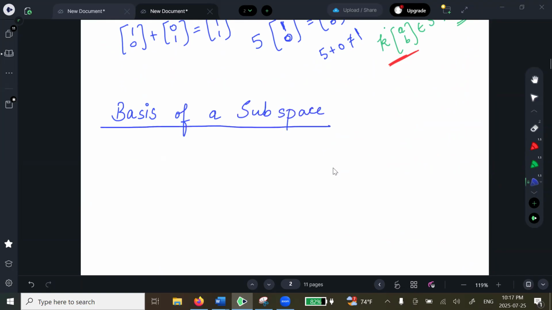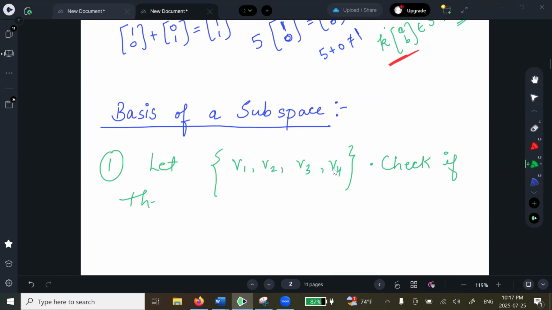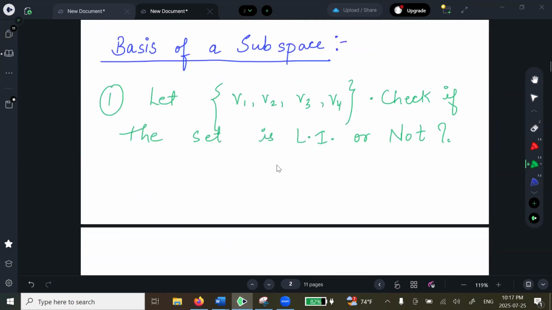Well, before we talk about a basis, we must know what linearly independent vectors are, right? How do you check? Because you will be asked to check. You will be given a set of vectors. Let's say you have a bunch of vectors V1, V2, V3, V4 as a set of vectors. Check if the set is linearly independent or not. You must know how to solve problems like this, because that puts the foundation for your basis test.